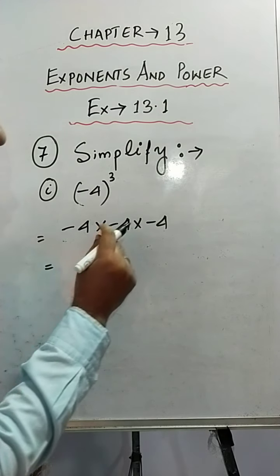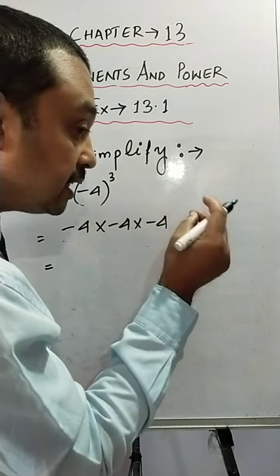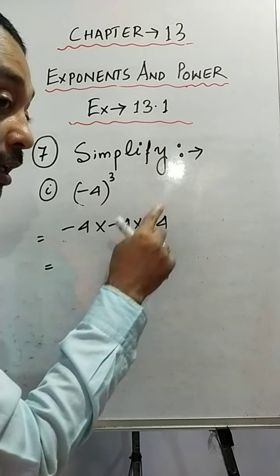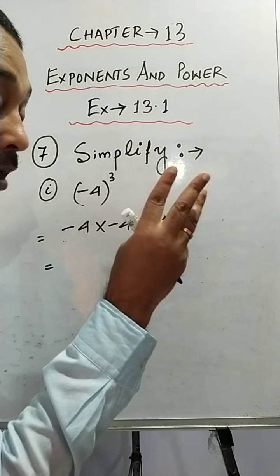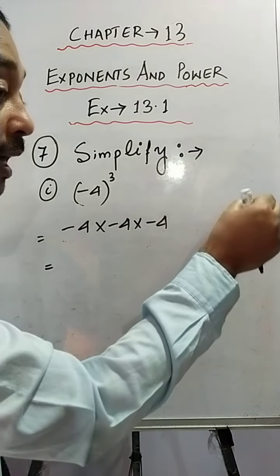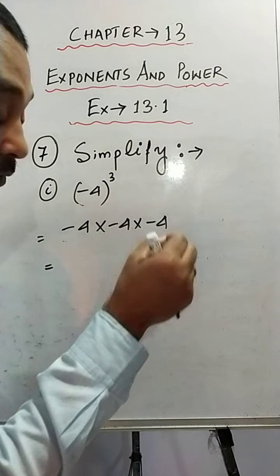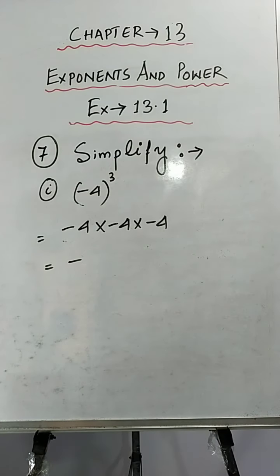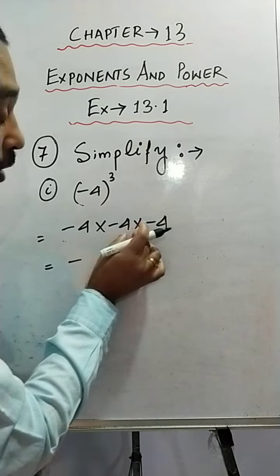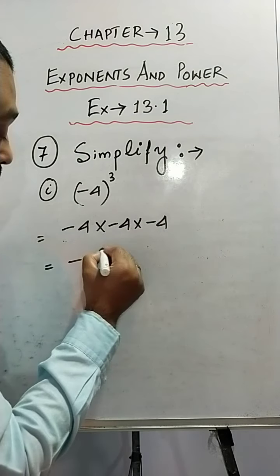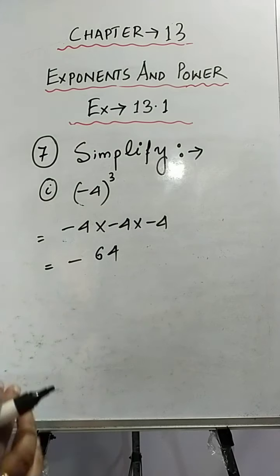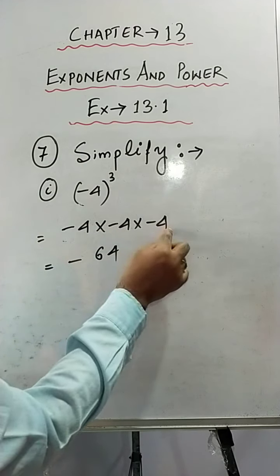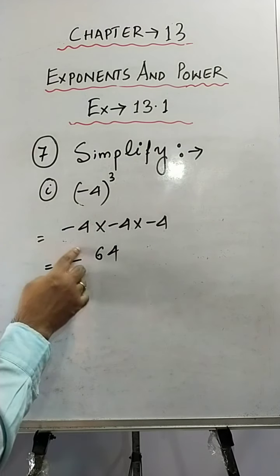Before you write the answer, first see how many minus signs there are. 1, 2, 3. So 3 minus signs, and 3 is odd. So what did I say? If the number of negative signs is odd, the answer will always be negative. So you write a negative sign first, and then multiply all the numbers. 4 into 4 into 4 is 64. This is the sequence you have to maintain, students: first mention the sign, then multiply the numbers. You will never miss out this sum.